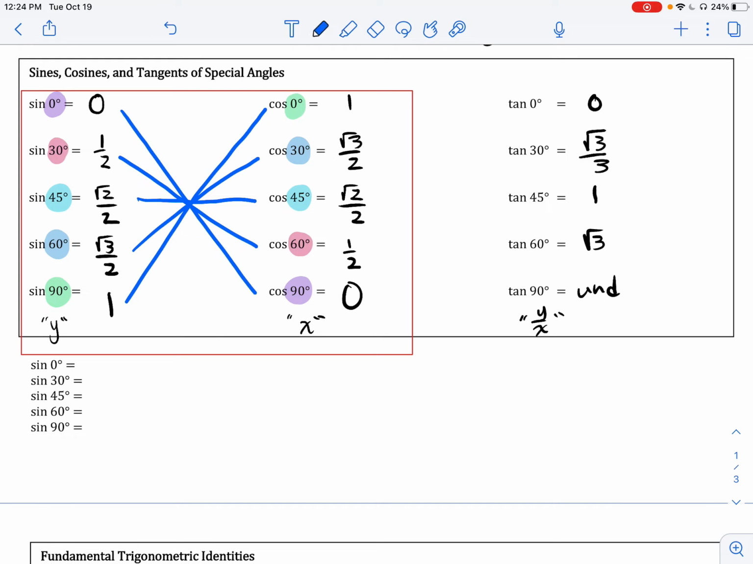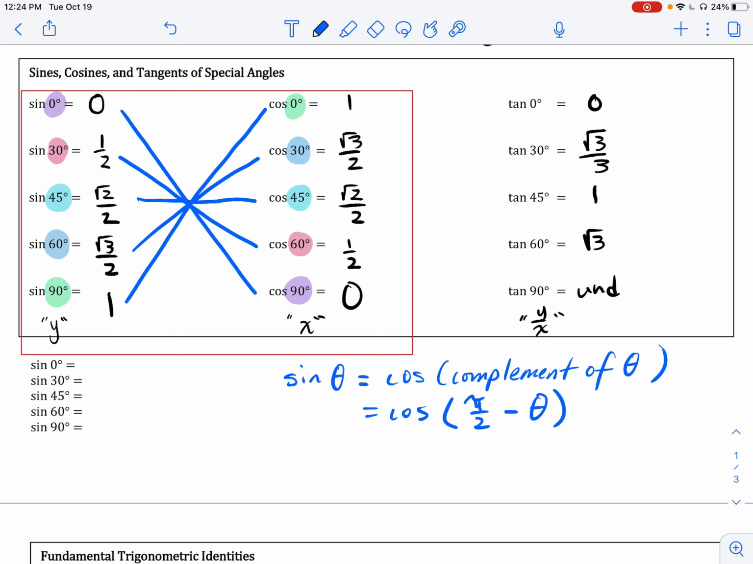And hopefully what we're able to say is that, yeah, the sine of any angle is equal to the cosine of the complement of that angle, right? Sine of 30 degrees is equal to the cosine of the complement of 30 degrees, which is 60. And if I wanted to further write this mathematically, I can say that the complement is simply pi over 2 minus theta. Why is this so important?